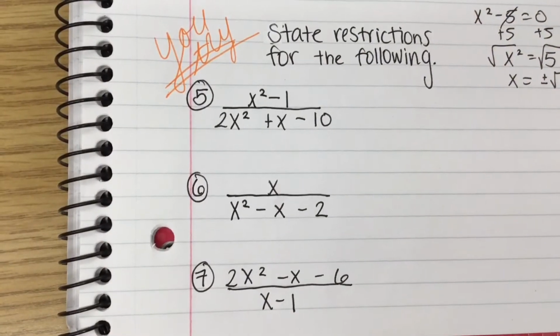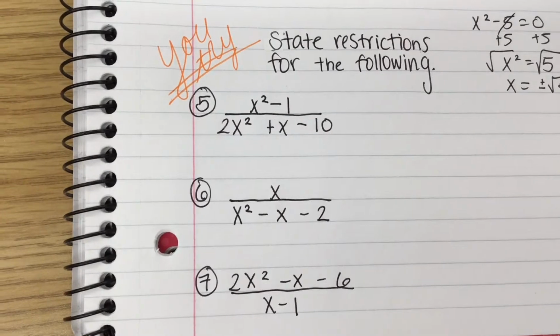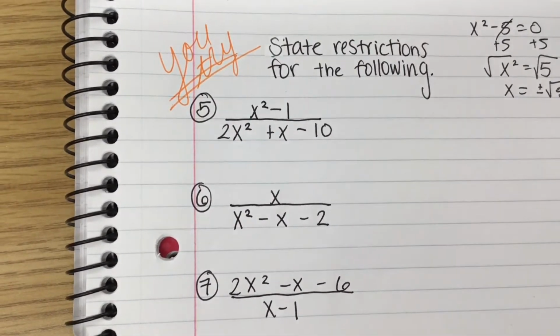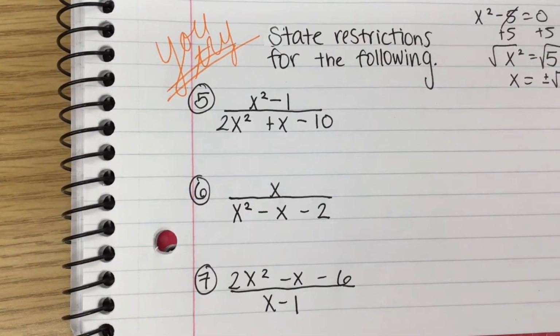Now you have 3 examples to try on your own. Only factor the denominators and set those denominators equal to 0 to figure out the restrictions. Pause the video, try it, come back when you're done.